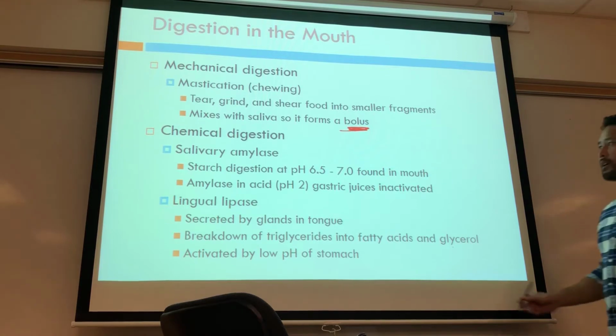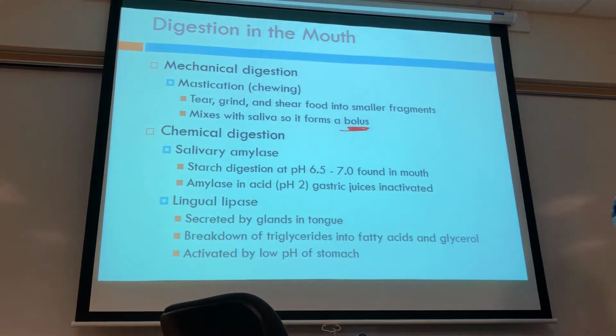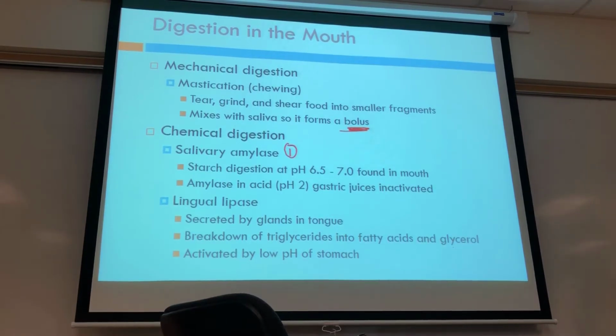We've talked about salivary amylase, which breaks down starch. So this is the first of our active enzymes. It's active at a pH of about 6.5 to 7. And by the time that amylase makes its way down into the stomach, it's inactivated due to the acidic environment of the stomach.